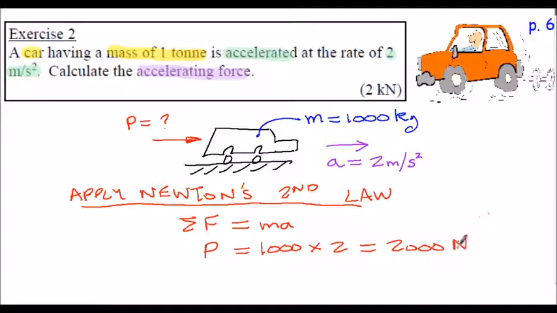So we would need to apply a force of 2,000 newtons to this little car, given its mass, to accelerate it at 2 meters per second squared. If we want to accelerate it at 4 meters per second squared, then we'd have to apply 4,000 newtons. All right? So that's the simplest type of equation we can get.